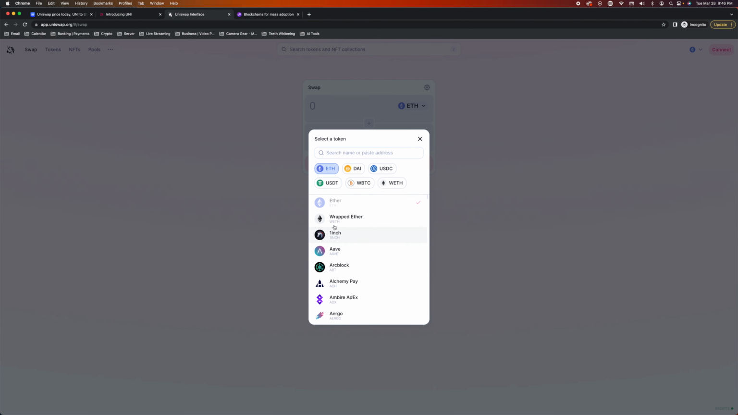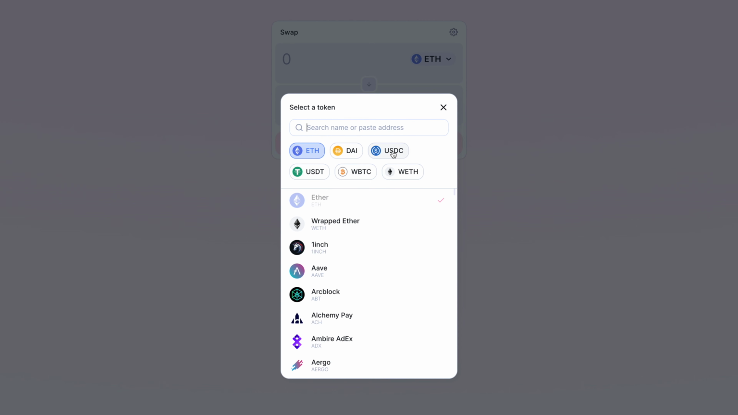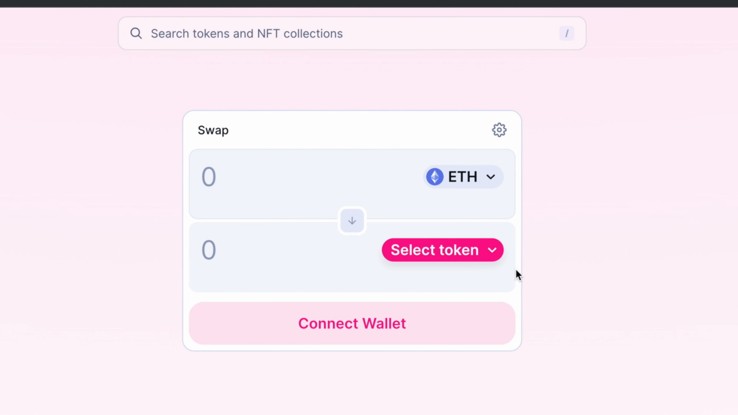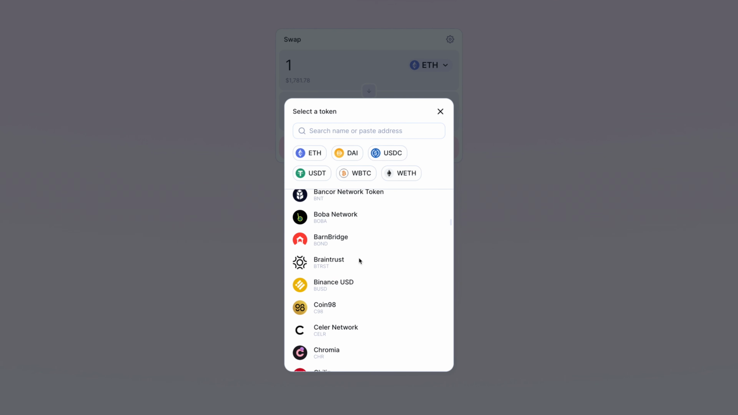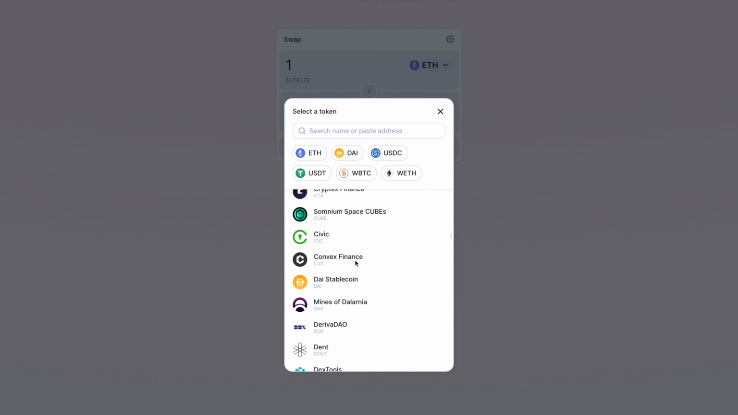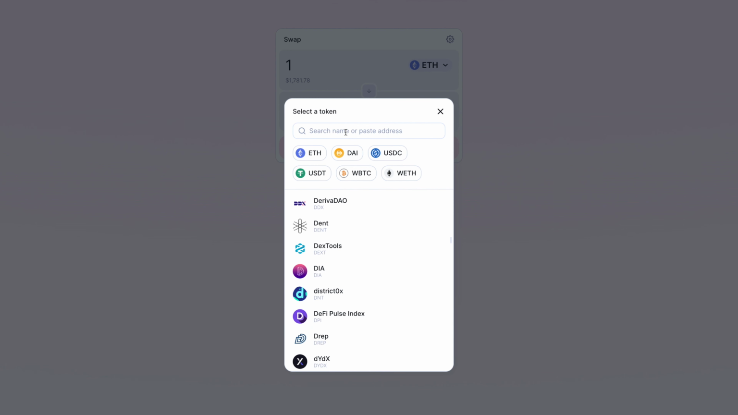So again, you could buy, sell, explore tokens and NFTs. You also have the ability to use USDC, wrapped ETH, and there's just so much you can do. For example, when you connect your wallet, you could swap 1 Ethereum for almost any other asset. So you don't have to use an online exchange.